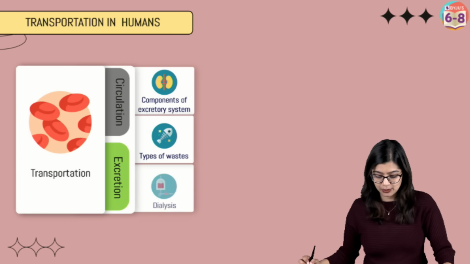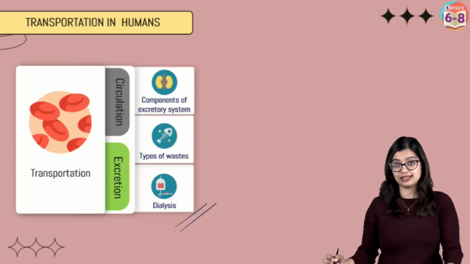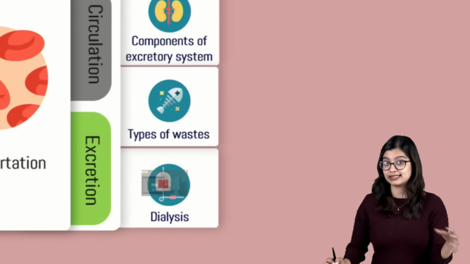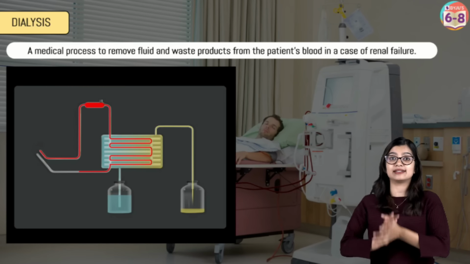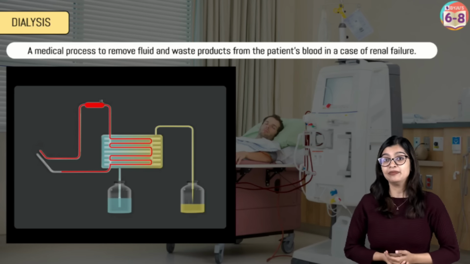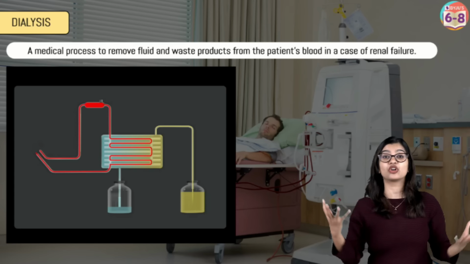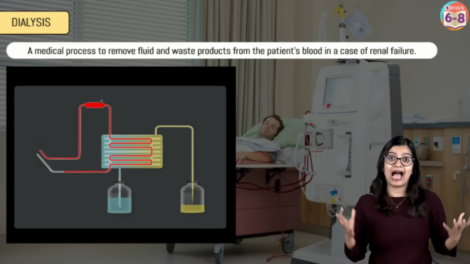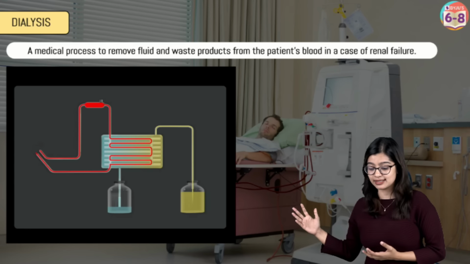Now, the last thing that we are going to be discussing is going to be dialysis. Now, in some people, we observe that the kidneys may not work properly. And if the kidneys don't work properly, then it results in a condition where there is accumulation of toxic substances. And this can be harmful and in some cases fatal.